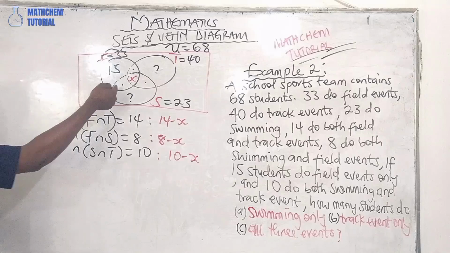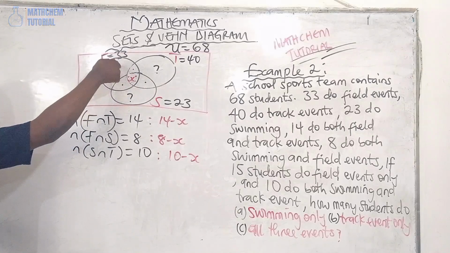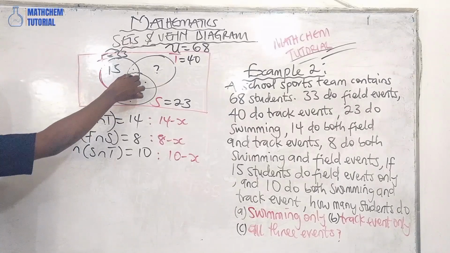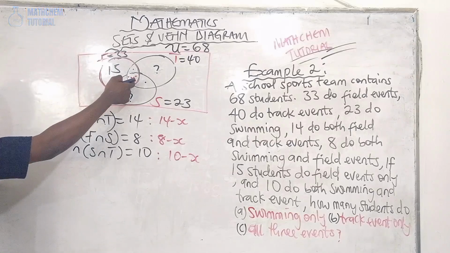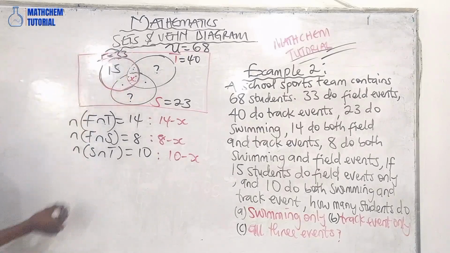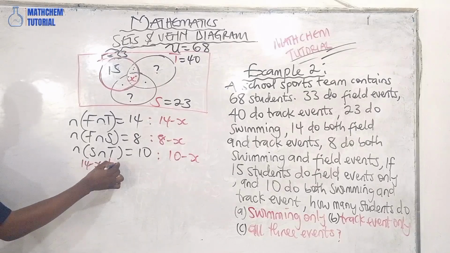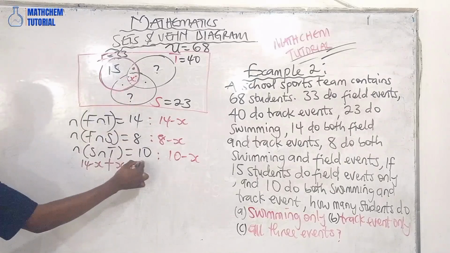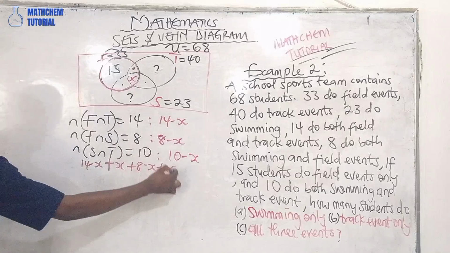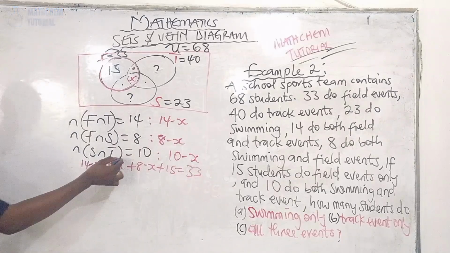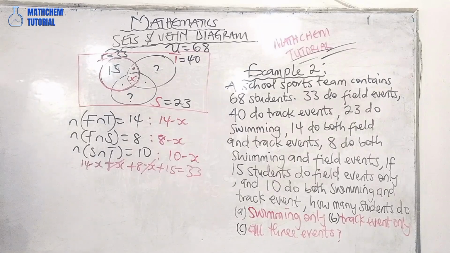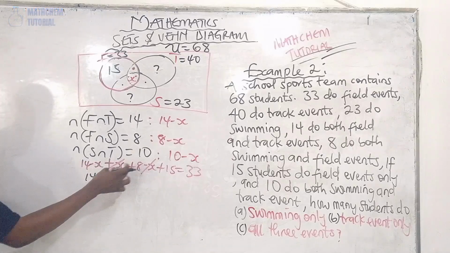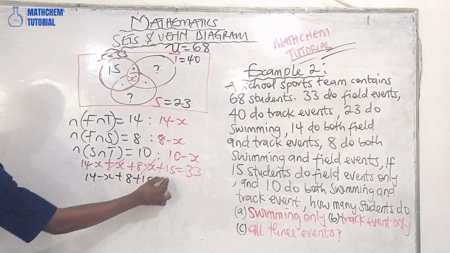Having known this place should be 14 minus x, and here should be 8 minus x, I will sum up this value plus this value plus this value plus this, everything here. Remember I said it gives me 33, because they are all representing F, but not in only. So that is going to be 14 minus x plus 8 minus x, plus this x, plus this 15 here. Everything will give me 33. Solving this, the plus x cancels the minus x. So I have 14 minus x plus 8 plus 15 equals 33.